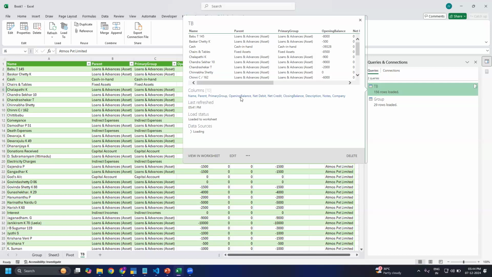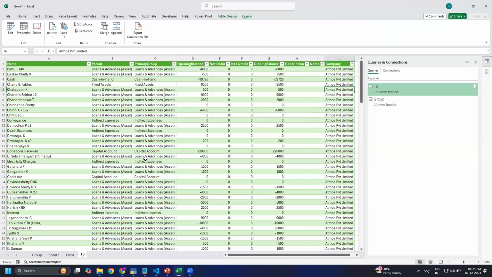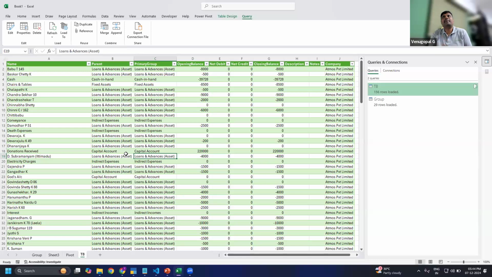Even here, you can view it in worksheet, click on edit, you will go there. This query is mainly used to extract trial balance in groups, correct? No, not just that. Trial balance is just a start which we have given. So you can get your cash book, bank book, ledger values. You can get any data. It's basically extracting reports.